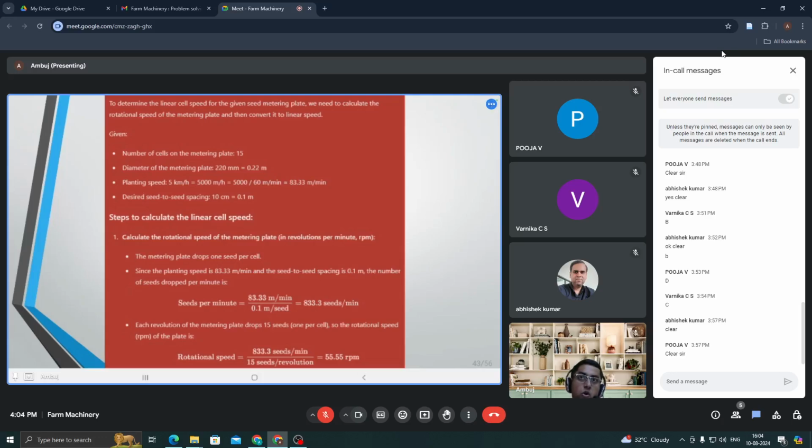So how will I calculate my rotational speed? These many seeds are required to be sown per minute. And what is my rotational speed of the planter? The number of cells on the metering plate is 15. Seeds per minute I already know. Then if I divide it by seeds per revolution, I will get revolutions per minute. That is my RPM. This is only required in this particular question. This part is only tricky.